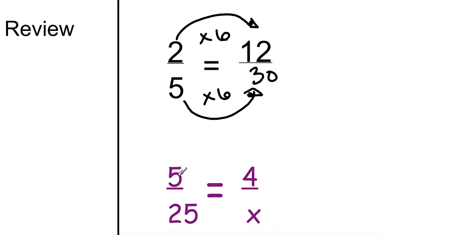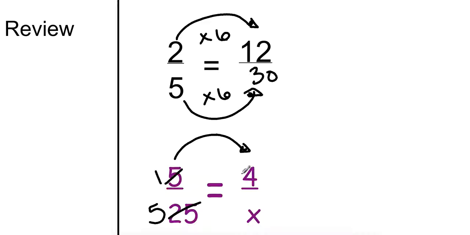So here's another one. 5 to 25 is the same as 4 over x. Let's solve for x. How did we go from 5 to 4? Well, we can't. So then we need to look to divide to simplify. What can go into 5 that can also go into 25? Well, 5 can. So we get 1/5.